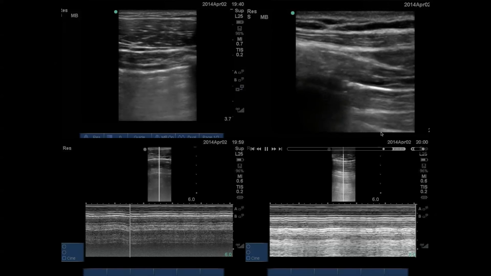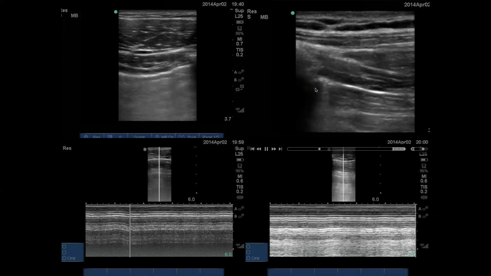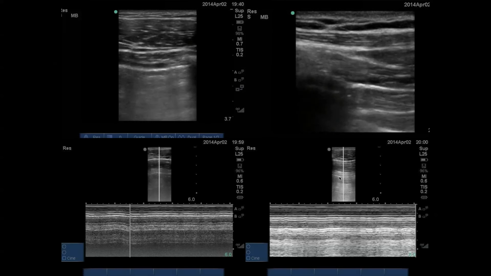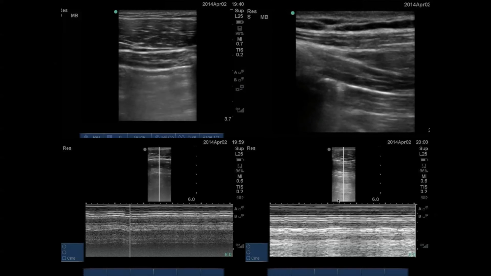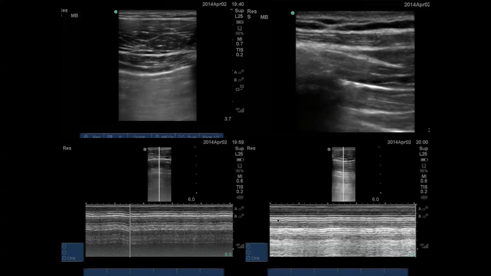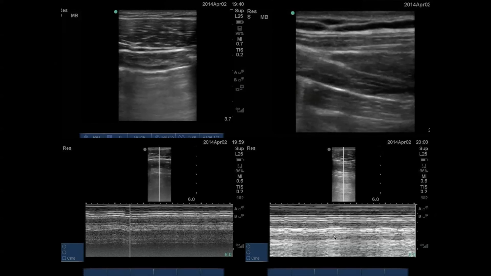On the right here, we actually didn't do it right at this point because you would get some motion above the lung point. But if you move down closer to this area where you see no lung sliding, and you look in M mode, you just see what looks like a barcode indicating that there's no motion.